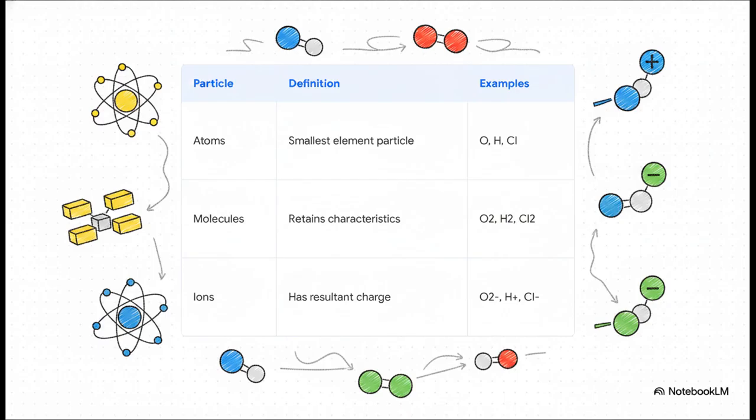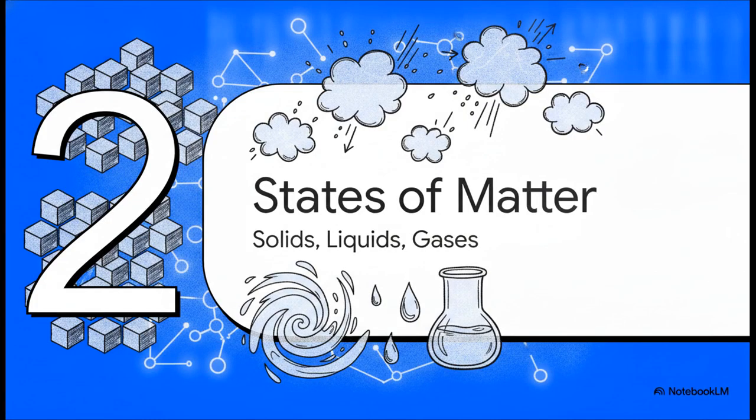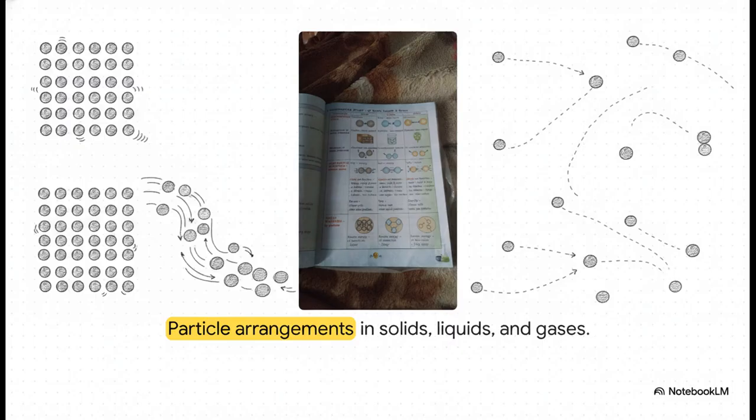So, if these are the basic building blocks, how do they actually come together to form the macro world we live in every single day? Section 2. Solids, liquids, and gases. Look at the stark visual contrast here and how these particles pack together to create those different states.